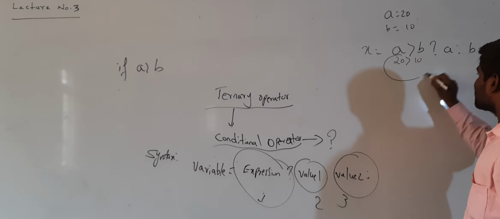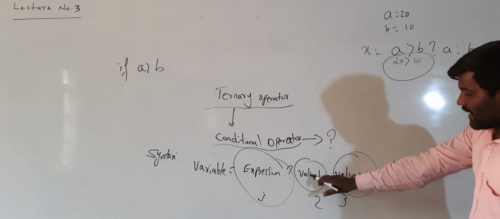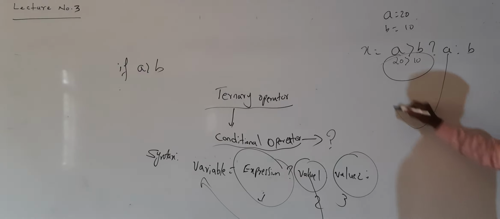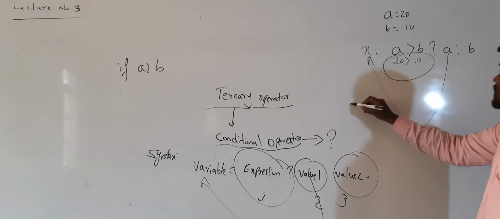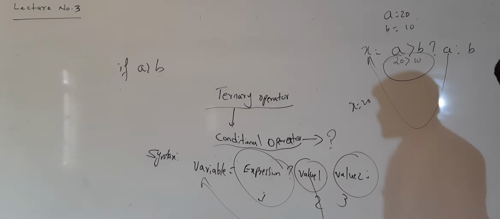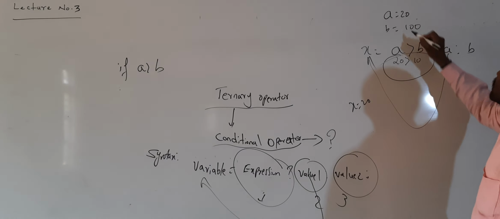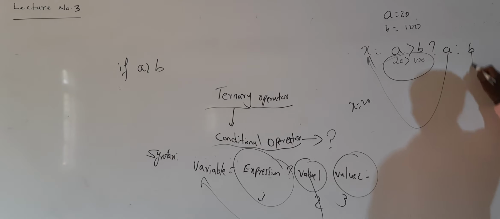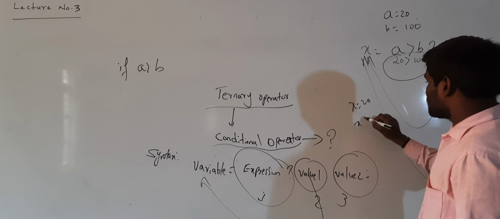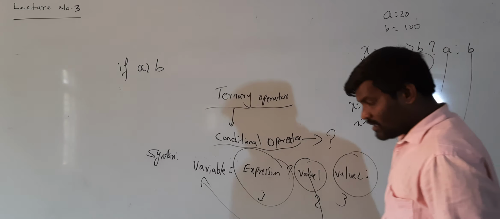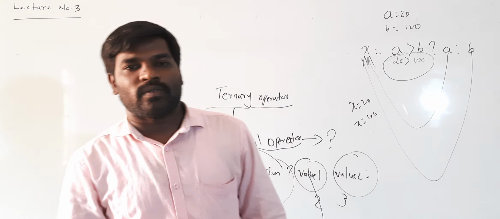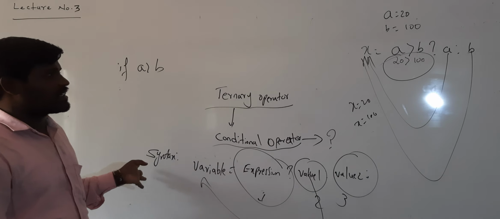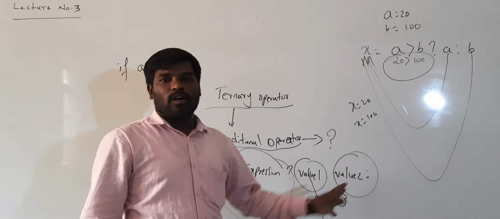If the condition is true, value 1 is stored in this variable. It means a is stored in x, so x becomes 20. Suppose 20 is greater than 100, the condition becomes false. It means the b value is stored in x, so x is equal to 100. So it is the alternative of the if and else statement. Instead of using if and else statements, you can directly use the conditional operator.